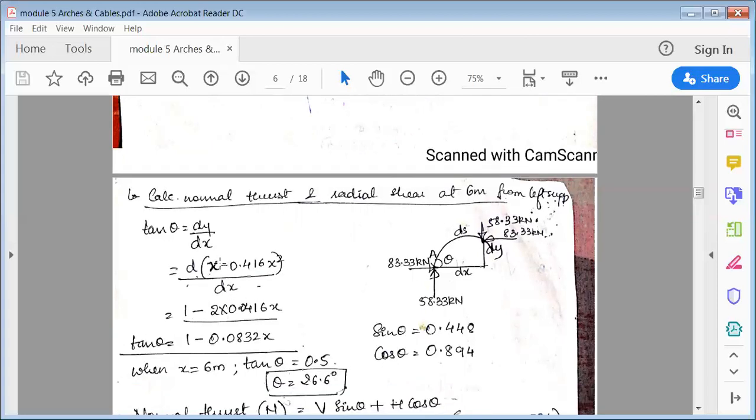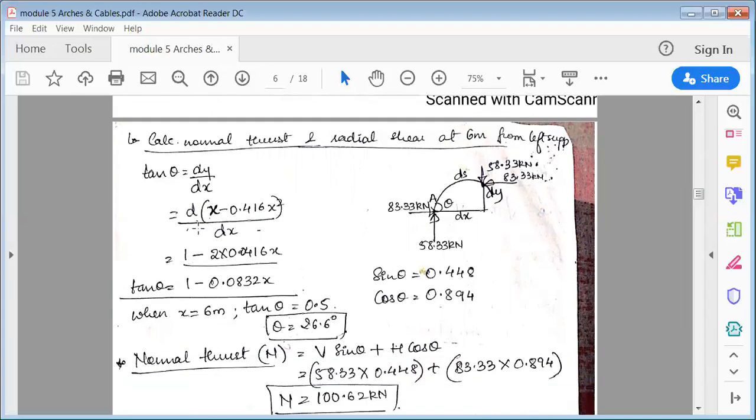Now solve this. Derive this. So dy by dx is equal to 1 minus, because it is a square, 2 into 0.416 into x. Now this is tan theta. So tan theta is 1 minus 0.0832 times x. So still there is x in it.